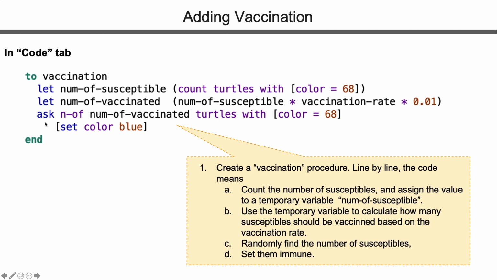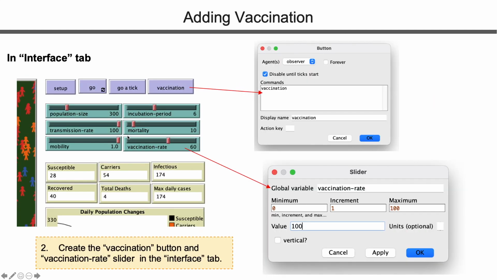Finally, when we find out how many people need to be vaccinated based on the vaccination rate, we will ask this many people to turn blue, meaning they are immune. Then we go to the interface tab, we add the vaccination rate slider. And also we create a button for the vaccination procedure so that we can separate this procedure from other procedures.